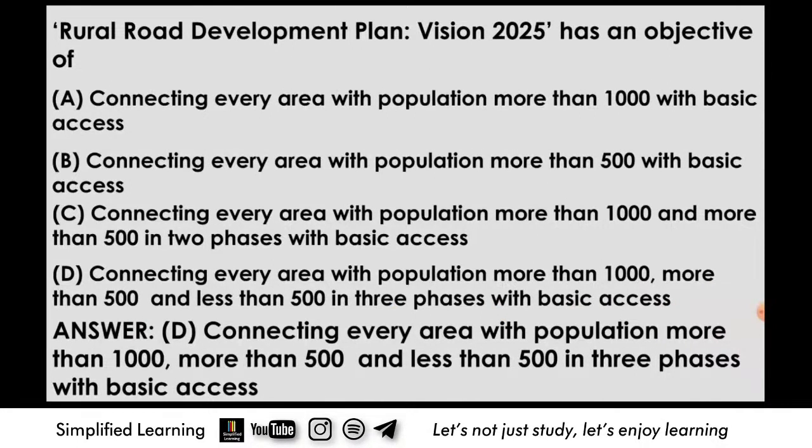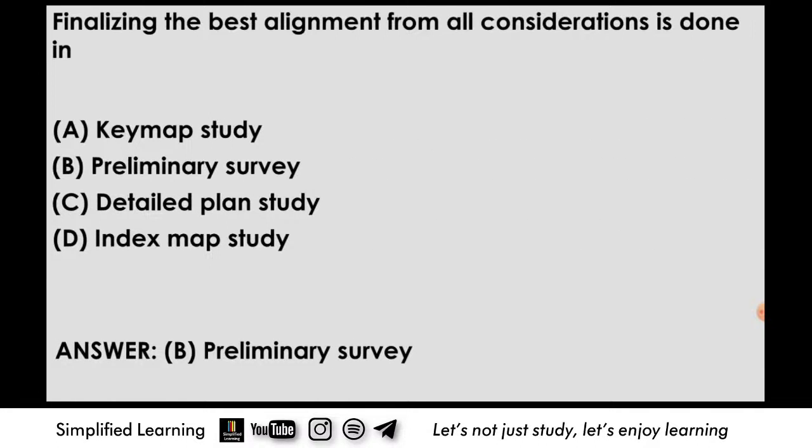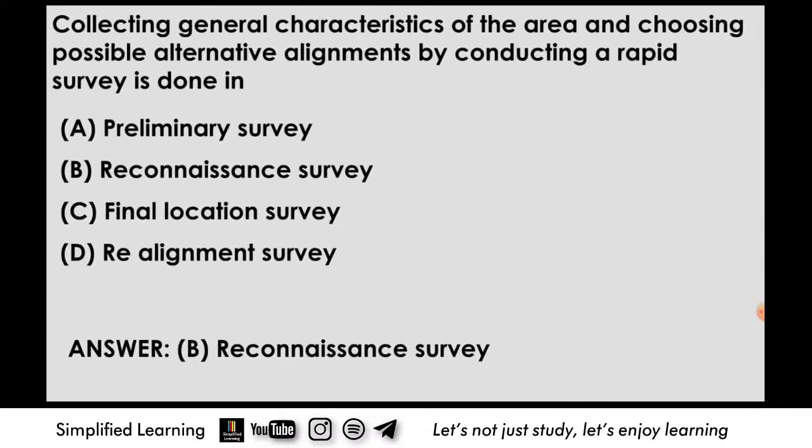Then Rural Road Development Plan Vision 2025 has an objective of connecting every area with population more than 1000, more than 500 and less than 500 in 3 phases with basic access. Alignment of a highway should not pass through waterlogged area. Finalizing the best alignment from all considerations is done in preliminary survey. Collecting general characteristics of the area and choosing possible alternative alignments by conducting a rapid survey is done in reconnaissance survey.